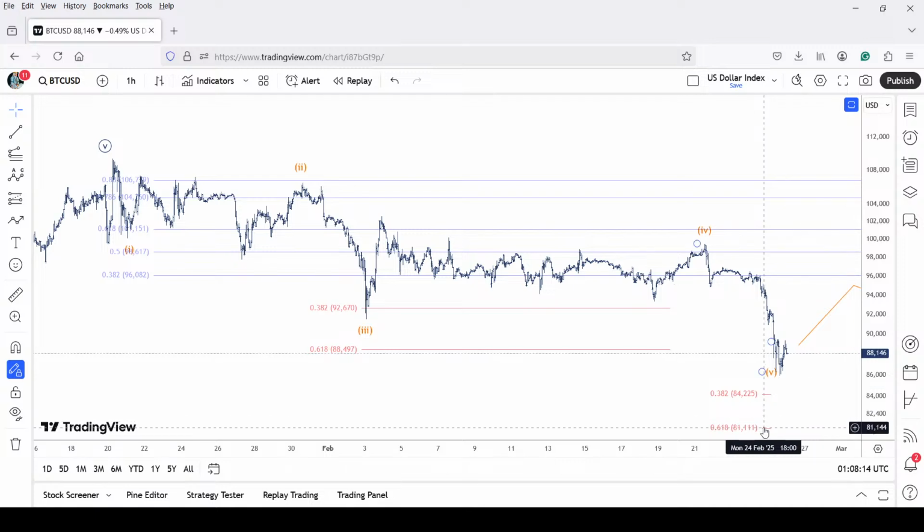$81. The next target for Bitcoin is 81, so we can cover about 8,000 points from here. The stop loss goes towards 94. So 88 and 94, 6,000 points of risk versus 7 to 8,000 points of reward. I think that's not a bad deal.